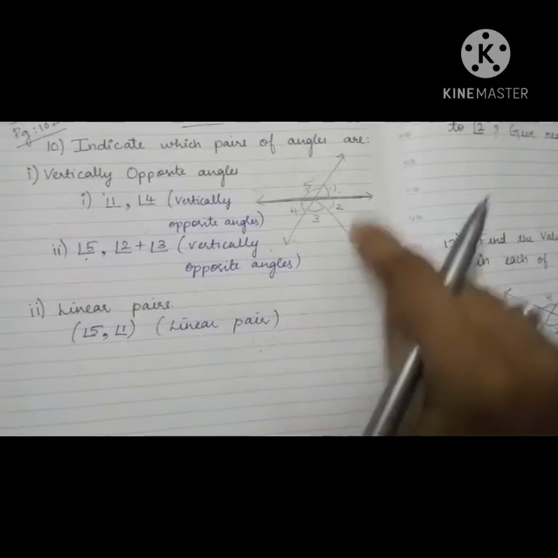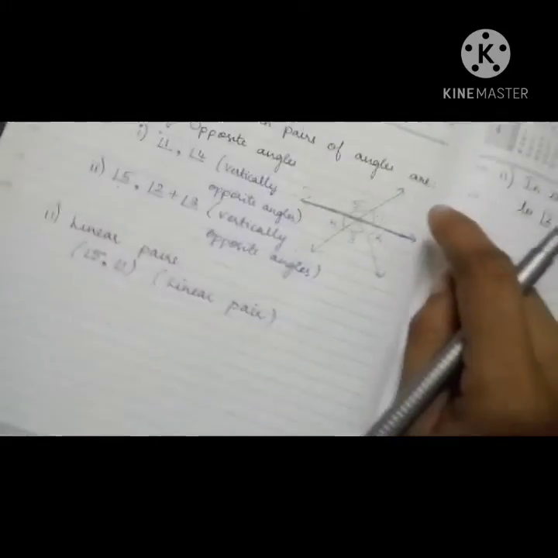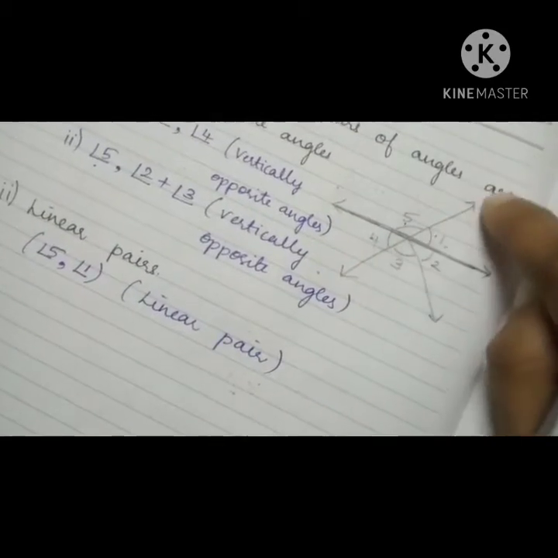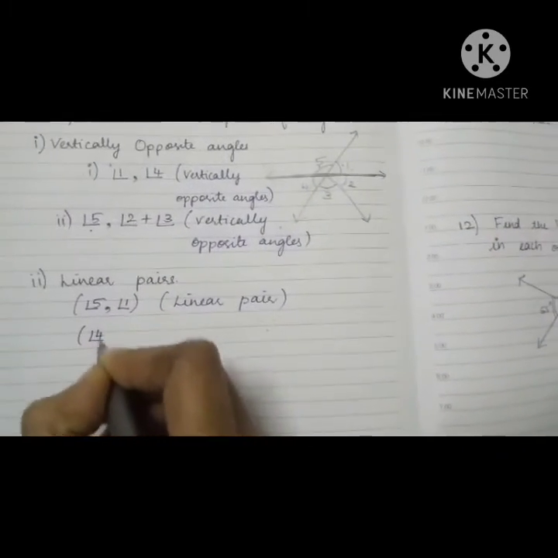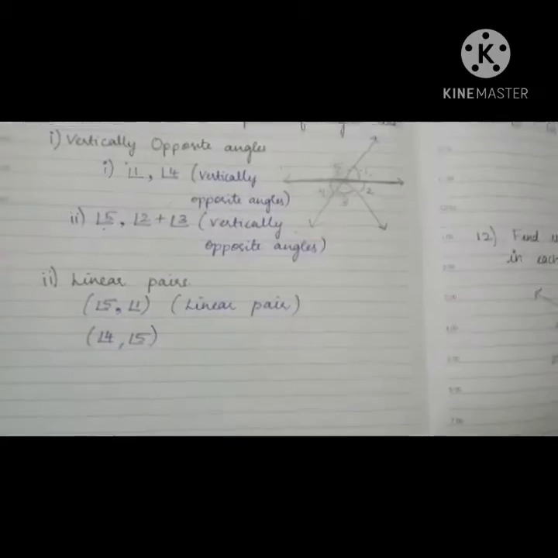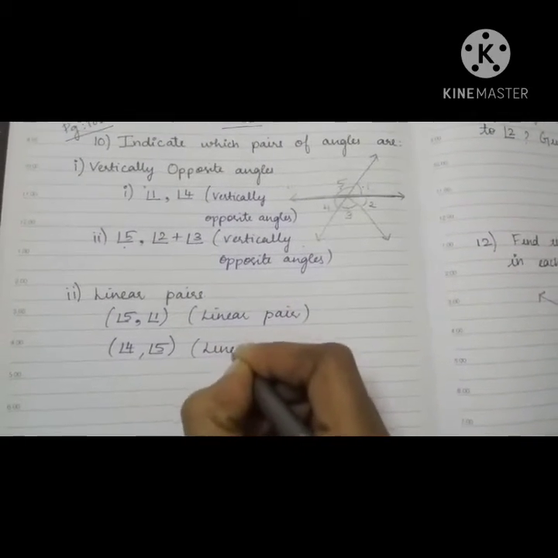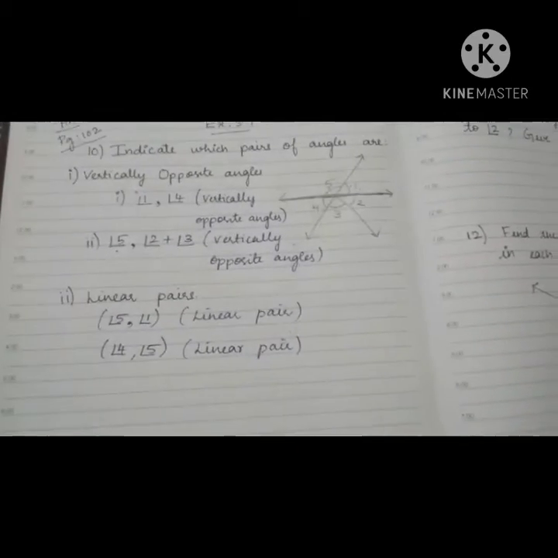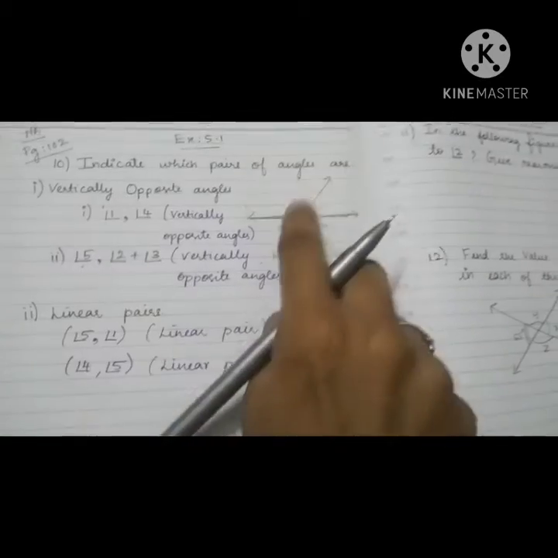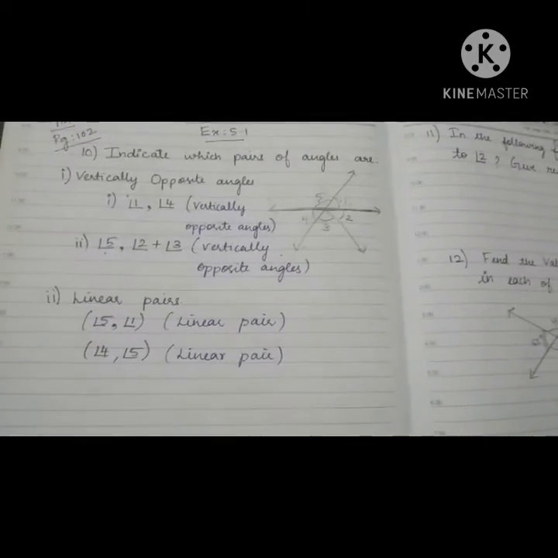Next, what is the next pair? This one. Angle 5 comma angle 4. If you see, like this is one straight line and this is one arm. So angle 4 comma angle 5. Okay, angle 4 comma angle 5 is a linear pair. So what are the pairs here? Angle 5 and 1, these two are linear pair. Then this 4 and 5 are linear pairs.